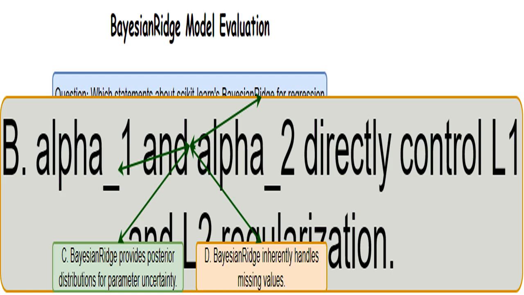This statement is false. The hyperparameters alpha_1 and alpha_2 in BayesianRidge relate to the precisions of the prior distributions on the regression coefficients and the intercept. They don't directly control L1, lasso, or L2, ridge regularization like they do in lasso and ridge regression.